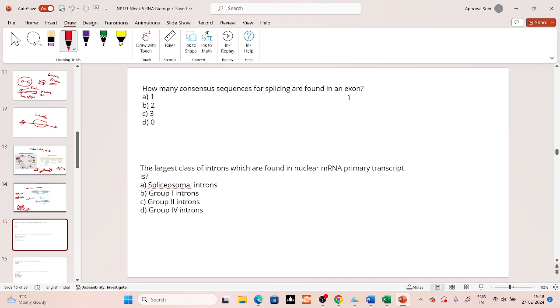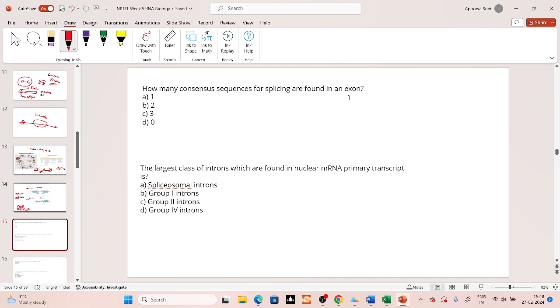Can you tell me? I will give you 1 minute and then you can reply. How many consensus sequences for splicing are found in exon? 1, 2, 3 or 0?